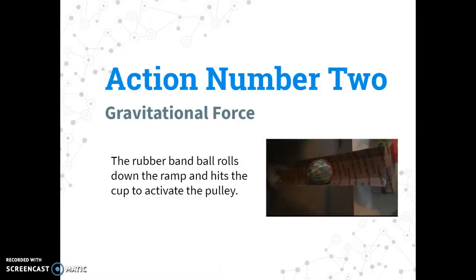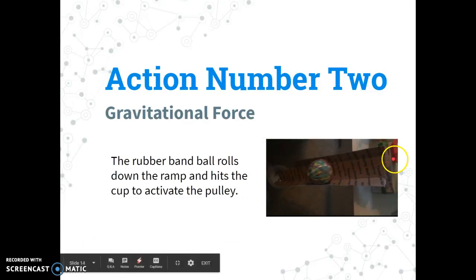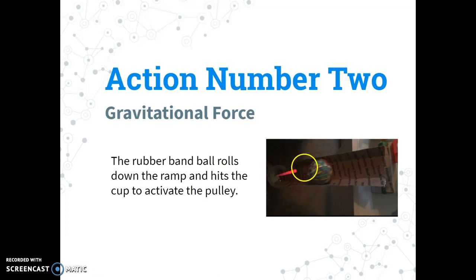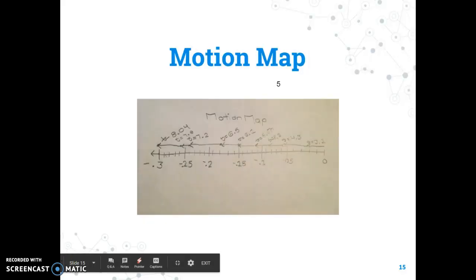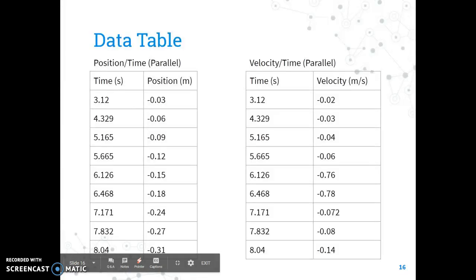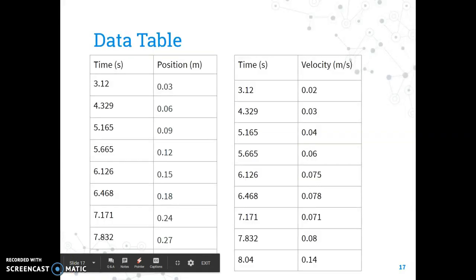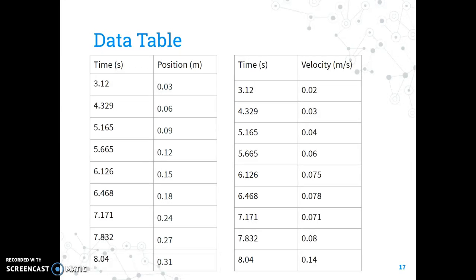So Action number 2 utilizes gravitational force. This rubber band ball, after it gets hit by the stoplight, rolls down this ramp and hits this cup and activates the pulley. So here's the motion map of the rubber band ball. Goes there, nothing super special. Here are the data tables for the parallel part of Action 2, and here are the data tables for the perpendicular part of Action 2.